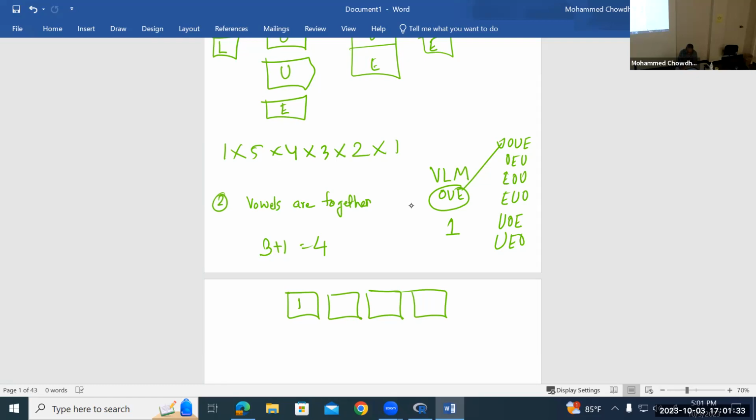These 3 can be arranged in 6 ways, right? So that is 6, and times this vowel arrangement, which would be 6, right? So 36 ways. Do you understand or not? Please ask me a question if you do not understand. Okay, let me explain this again to you.